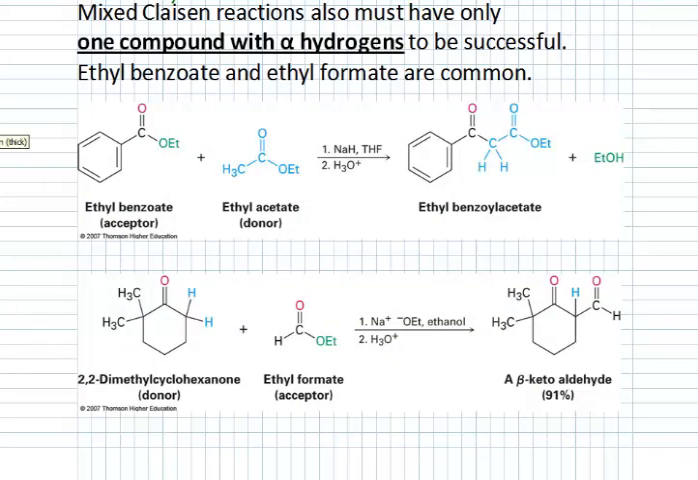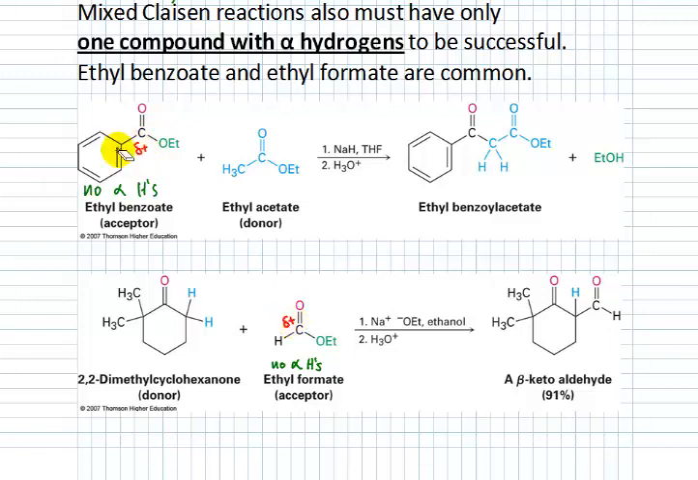Also, we can consider mixed Claisen reactions where I have 2 different reactants. Those can be successful as long as only one compound has alpha hydrogens. So that means that things like ethyl benzoate, like this, with no alpha hydrogens, as well as ethyl formate, which is HC double bond O OEt, where the H is attached directly to the carbonyl. It's not an alpha hydrogen. Those are popular electrophiles for mixed Claisen reactions.